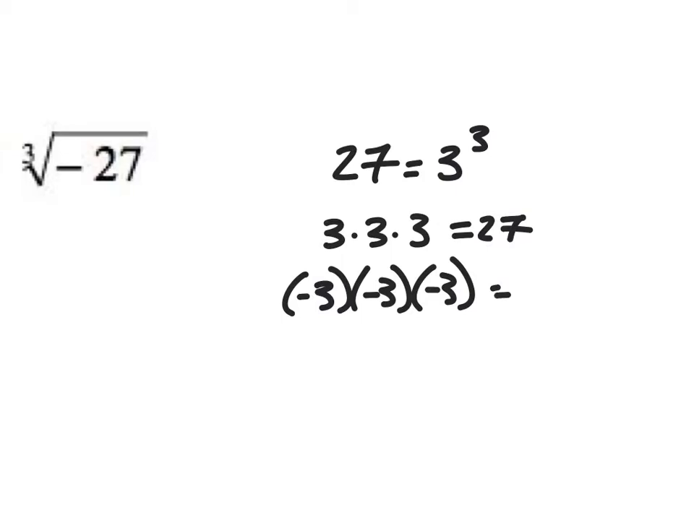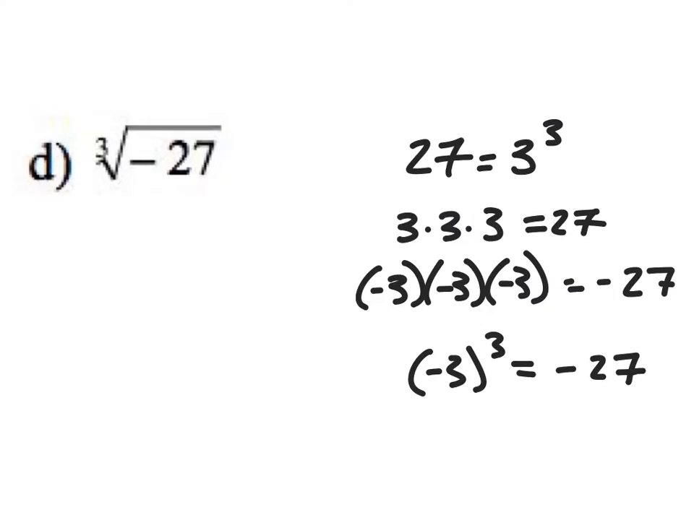All right, so we have some interesting things here. If I take negative 3 and cube it, I'm going to get negative 27 out of that. So if I were to take the cube root of negative 27, that would simply give me negative 3. Okay, so let's talk about this.